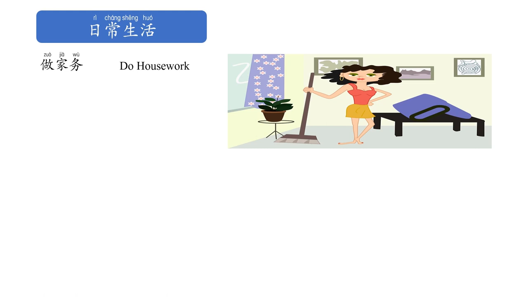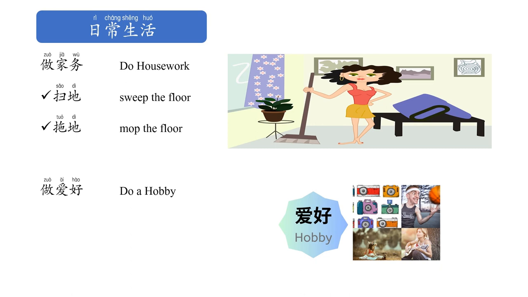Starting with 做家务, do housework first. For example, 扫地, sweep the floor, 拖地, mop the floor. And for 做爱好, do a hobby. Example, 刷视频, scan videos, 玩手机, play with cell phones.